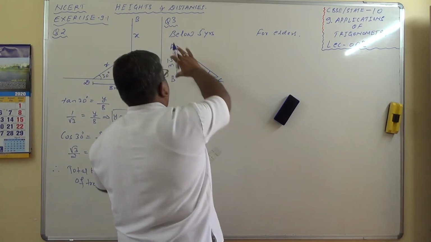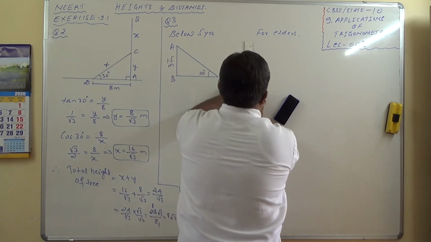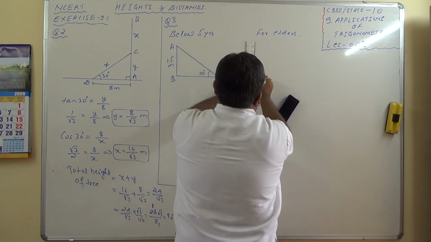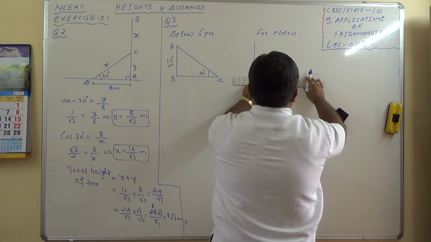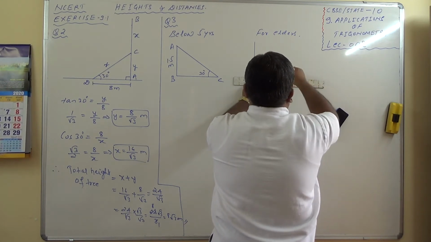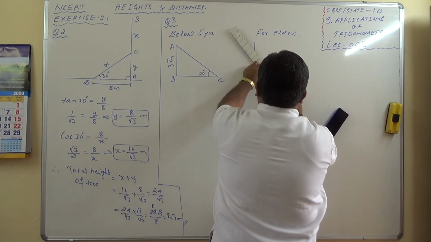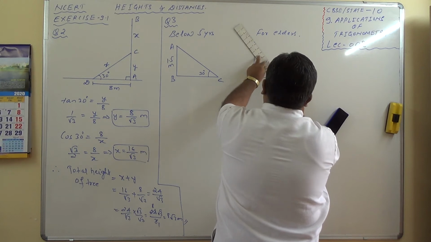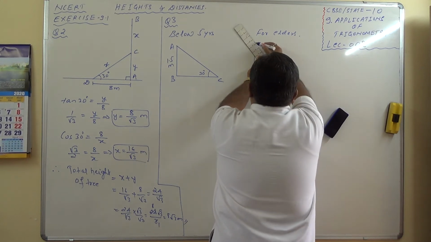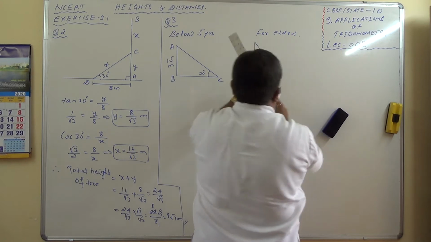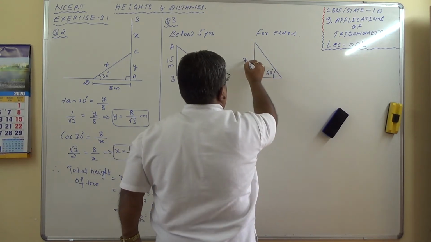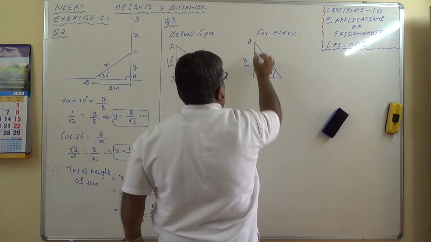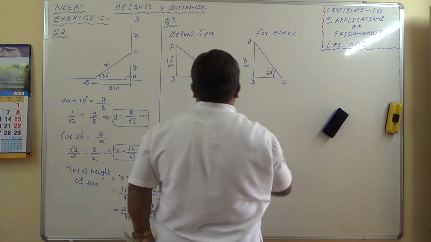For elders, this height is 3 meter because it is made a little steeper. And also the angle made by the slide is 60 degrees. 60 degrees, 3 meter, A, B, C.